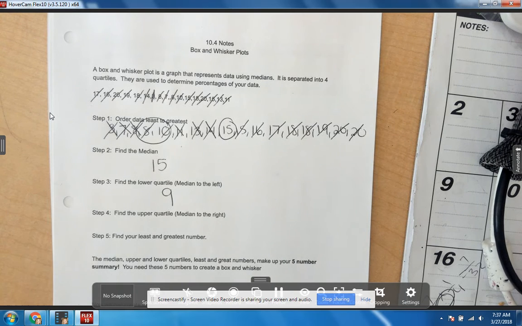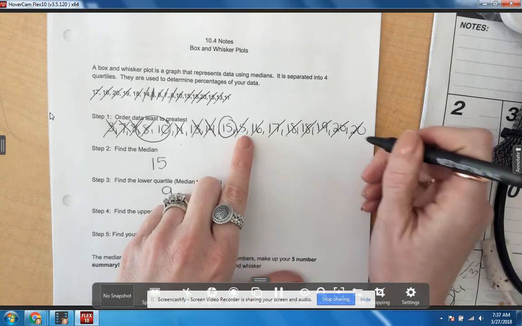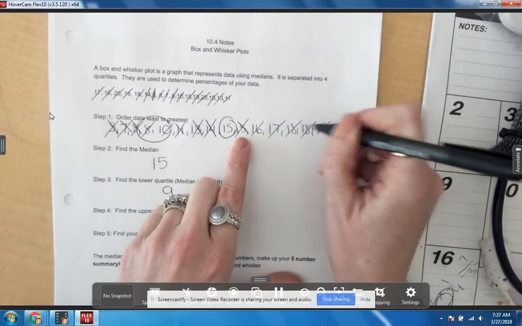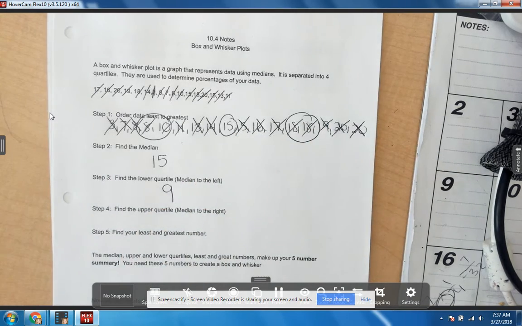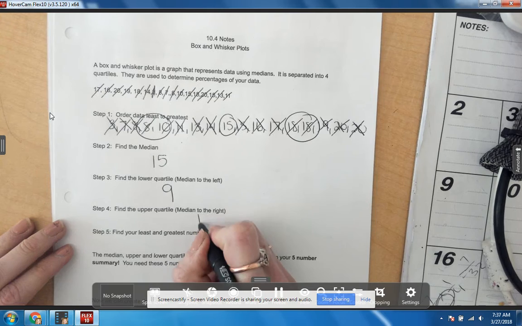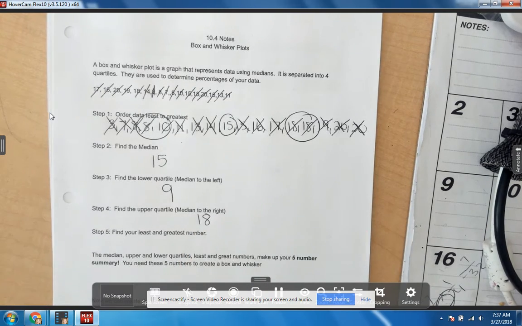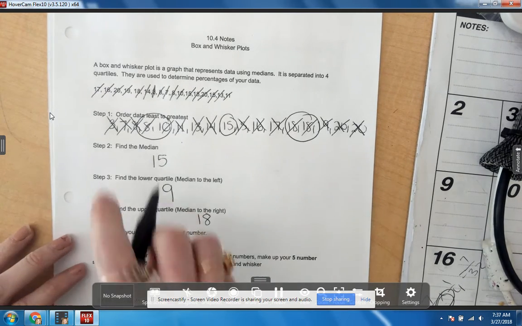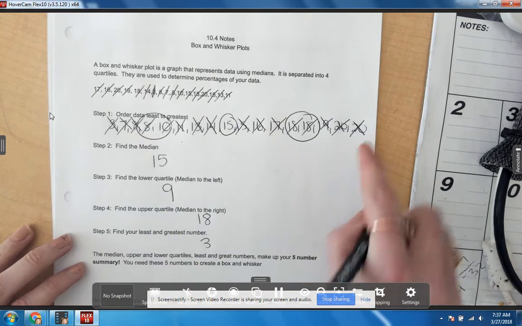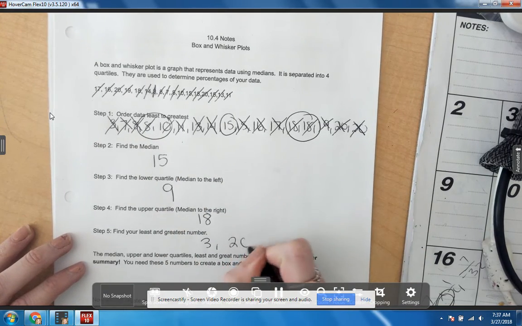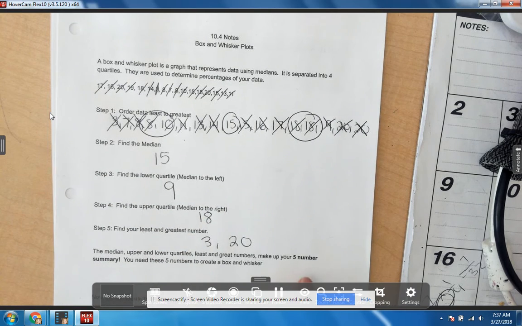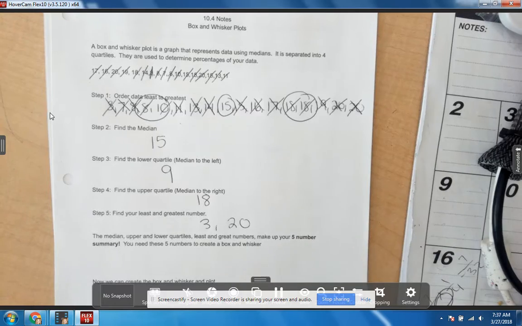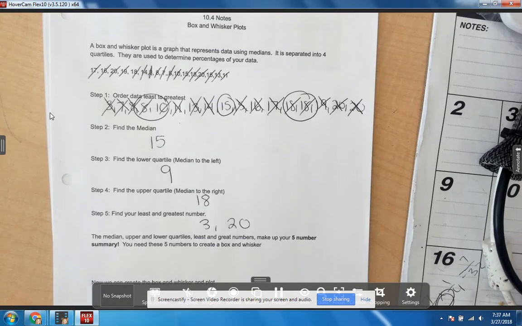Now you want to find the upper quartile, which is the median to the right. So we're going to go to the right of our median, do the same thing, cross out till we get to the middle. There are 2 numbers in the middle, but they're the same exact number. So that means that our upper quartile, or the median to the right, is going to be 18. Find your least and greatest number, so 3 and 20. So these 5 numbers that we just found are called the 5-number summary, which you need in order to create a box and whisker plot.